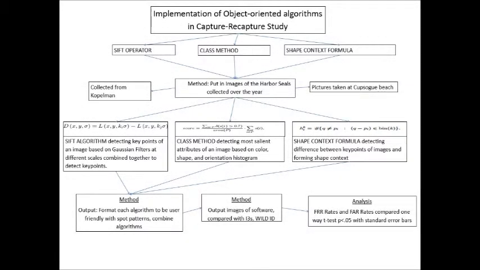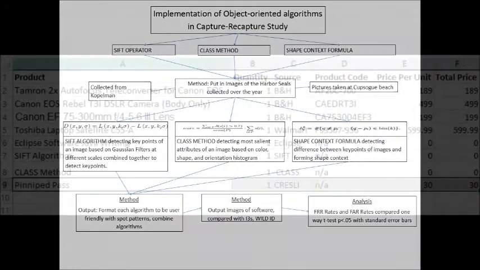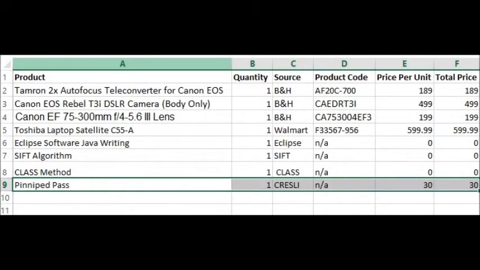Analysis will also be done using a one-way t-test in SPSS with a p-value of less than 0.05.